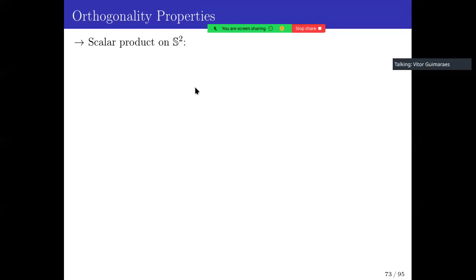Okay, let's define what it means to take a scalar product on the two-sphere, right? Scalar products always depend on the metric. So if a different manifold has a different metric, we have a different definition of what a scalar product is, right? On the two-sphere, this is the definition of the scalar product between two scalar functions, okay? Basically.